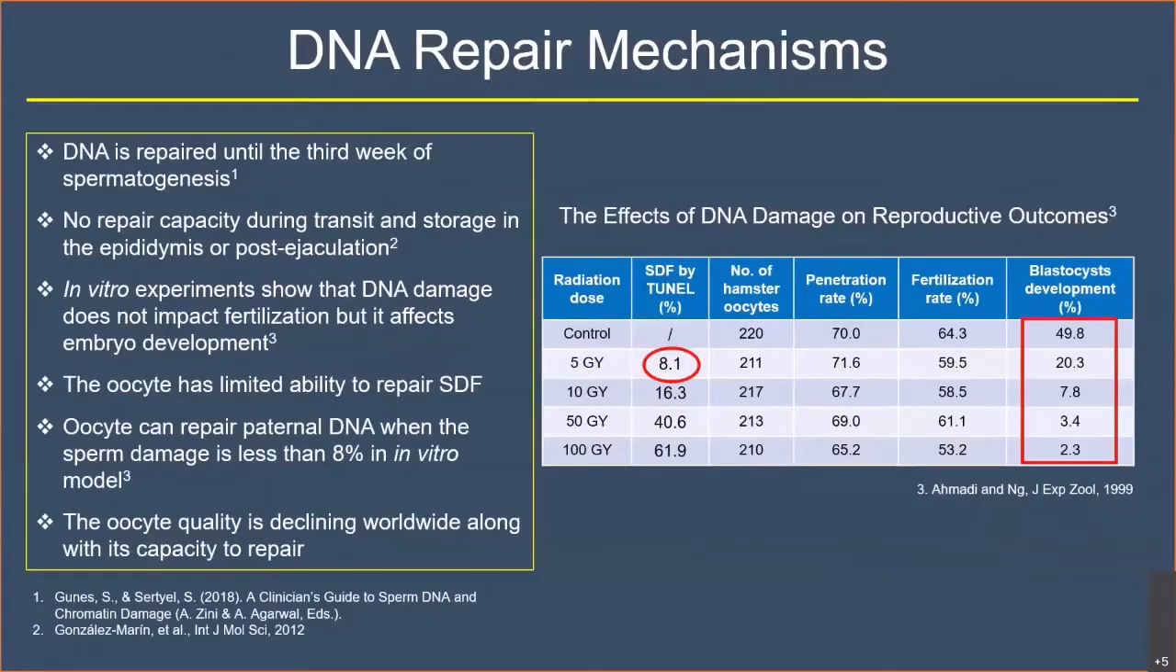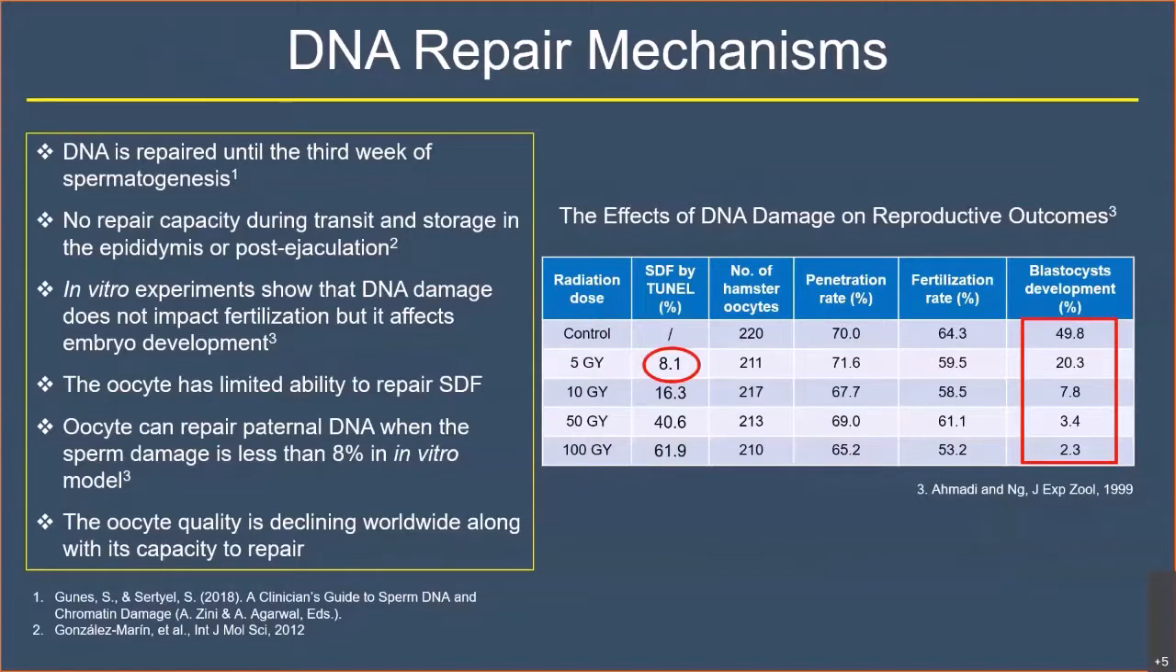This is particularly relevant in clinics because sperm DNA can be repaired until the third week of spermatogenesis, while there is no repair mechanism during the transit in the epididymis or post-ejaculation.